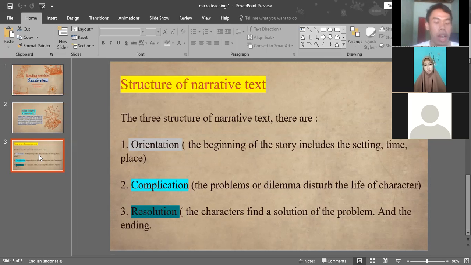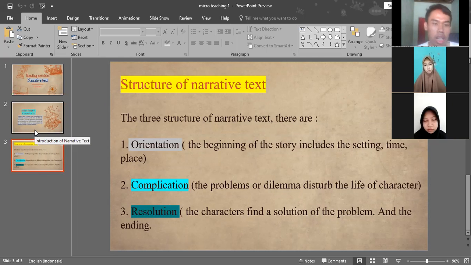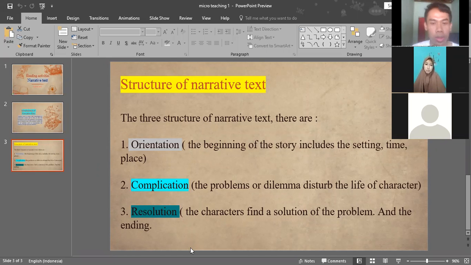After I explain narrative text, do you have questions, students? Can you give an example of narrative text? Good question from Pipit. Examples of narrative text are a fable, a fairy tale, or something like a story. Okay. And I will give you an example of narrative text.